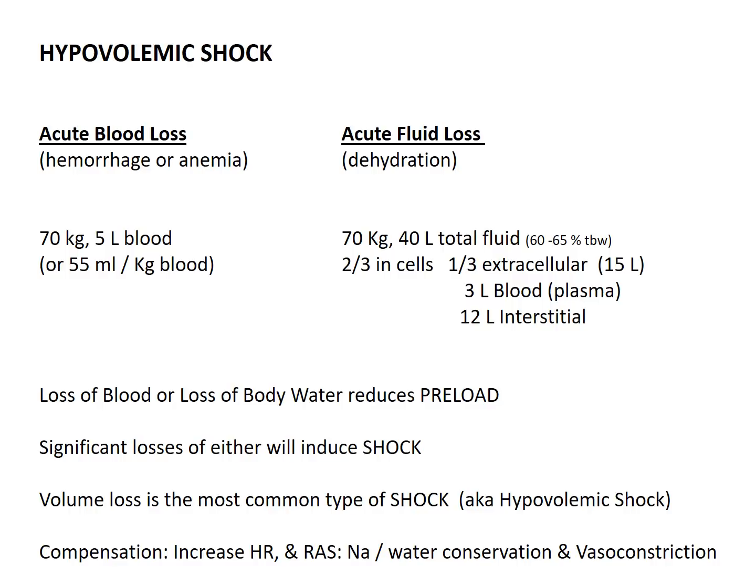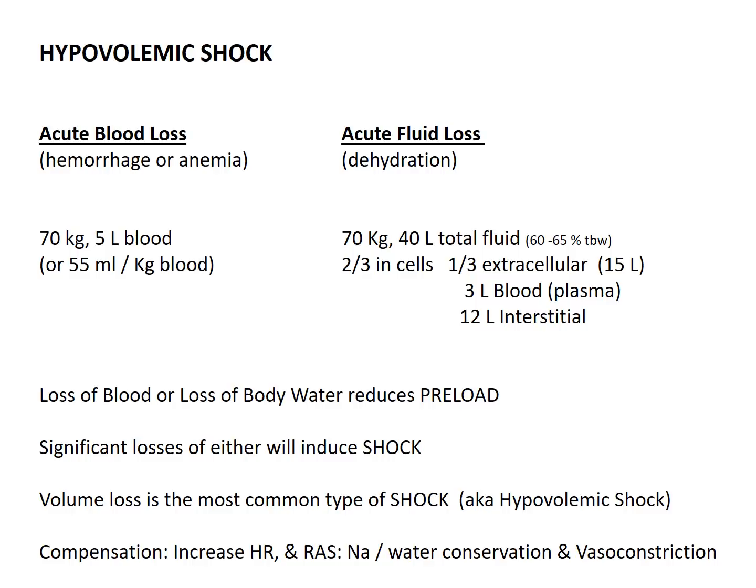If we look at shock, let's look at how much blood and how much water we have in our body first. So a standard 70 kilo healthy adult has about 5 to 5.5 liters of blood. In pediatrics, that's about 55 milliliters per kilogram. In terms of fluid, that 70 kilogram individual has about 40 liters of total fluid, so about 60 to 65% of total body weight is water.